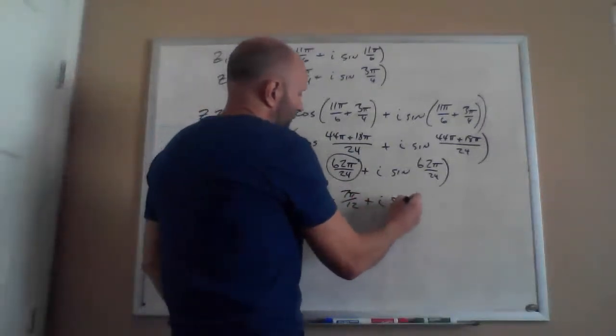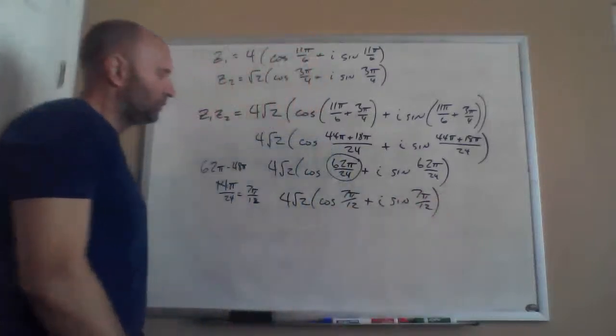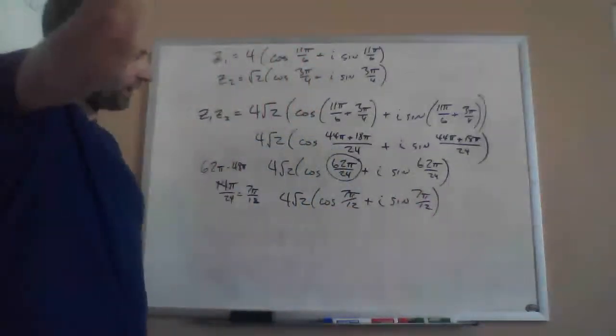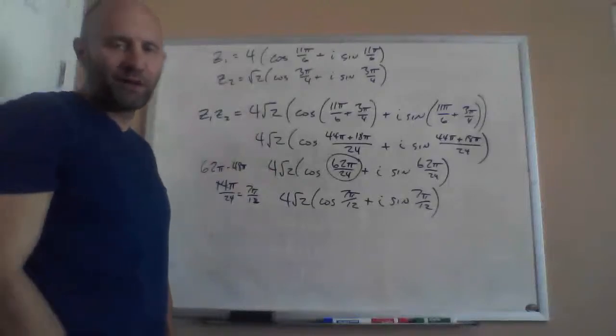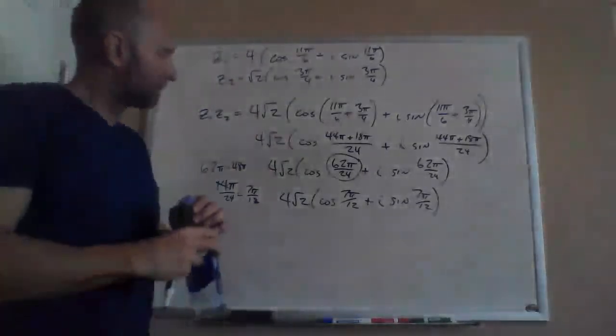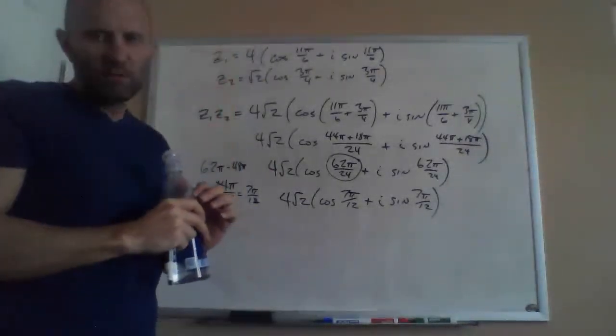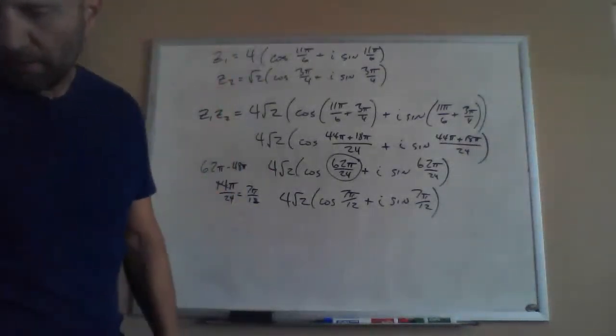Your final answer for this part would be 4 root 2 times cosine of 7 pi over 12 plus I sine of 7 pi over 12. So questions on that one?